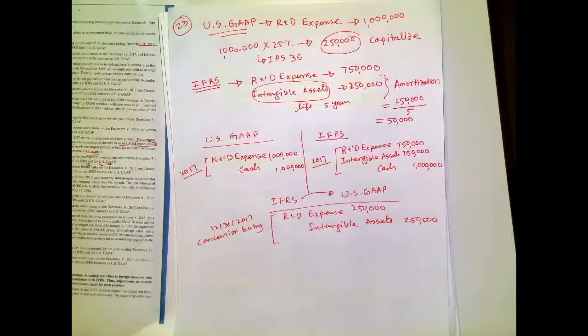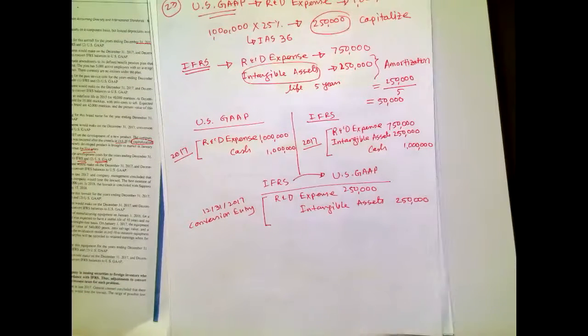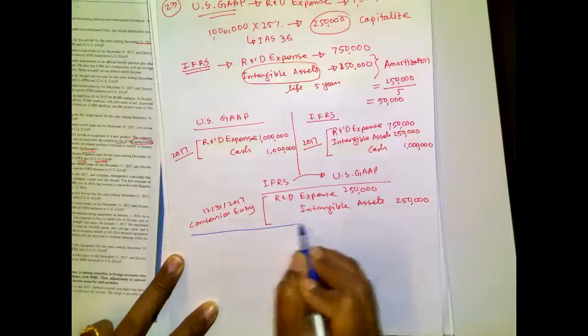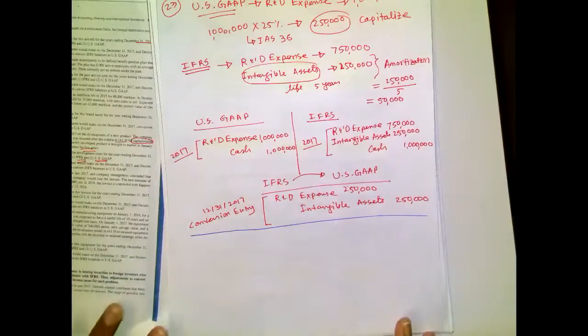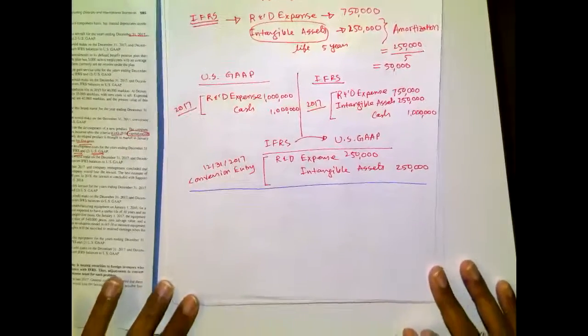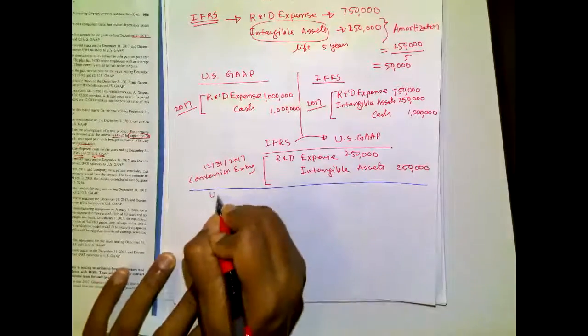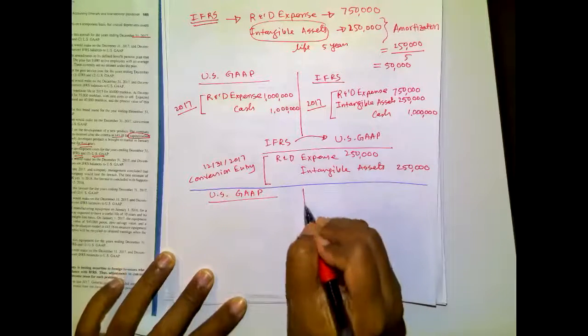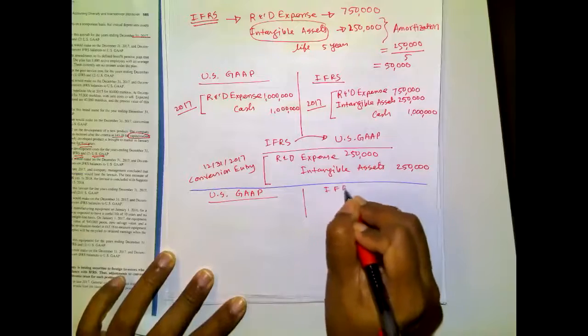If you adjust these two entries, you will see it is showing the US GAAP numbers. Now, next year will be a little bit complicated because of some cumulative impact on retained earnings. So I'm just splitting, showing this line to show next year's. So let's do US GAAP, and then IFRS.